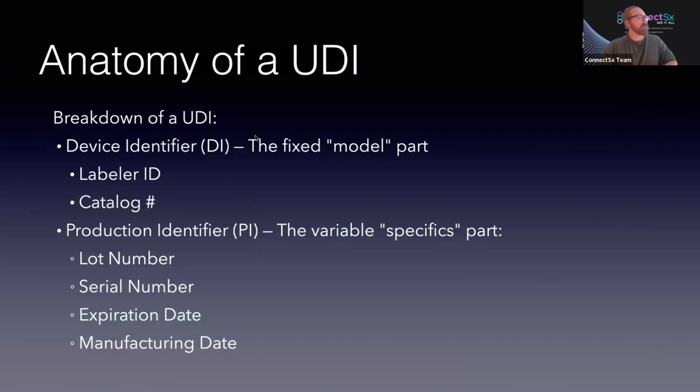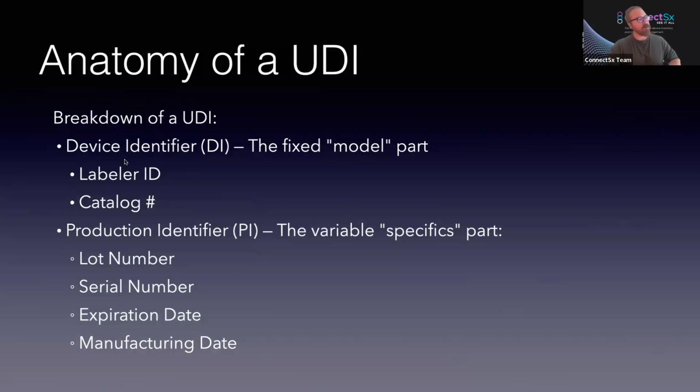It'll contain the labeler ID, it'll contain the catalog number of the product. And so you can kind of think of this as like the fixed portion of the UDI, because if we produce one item but two separate lots, there will be two different UDIs, but they will share that device identifier portion.